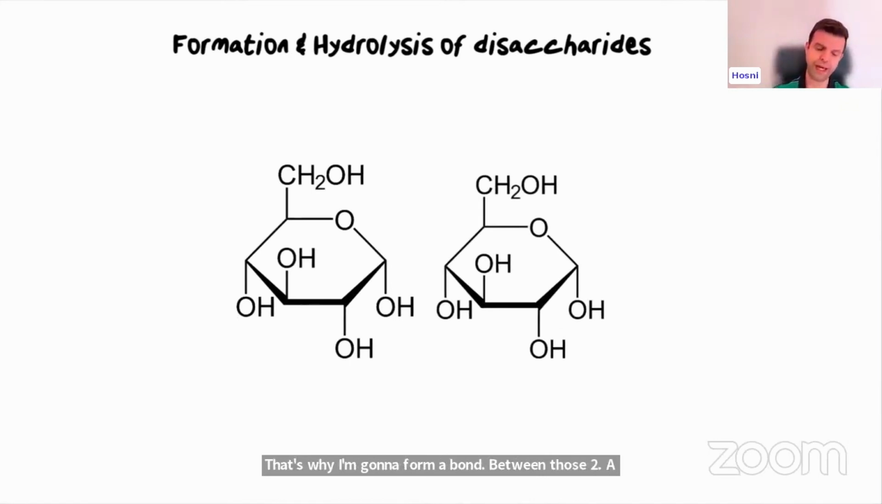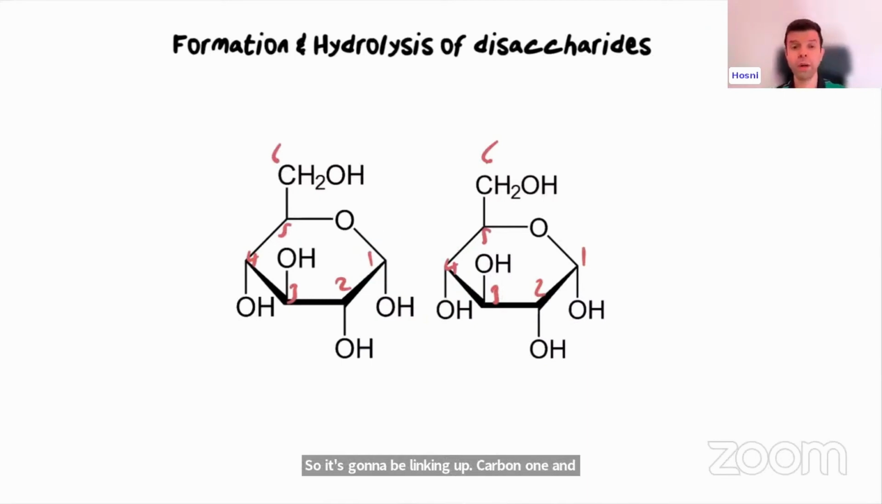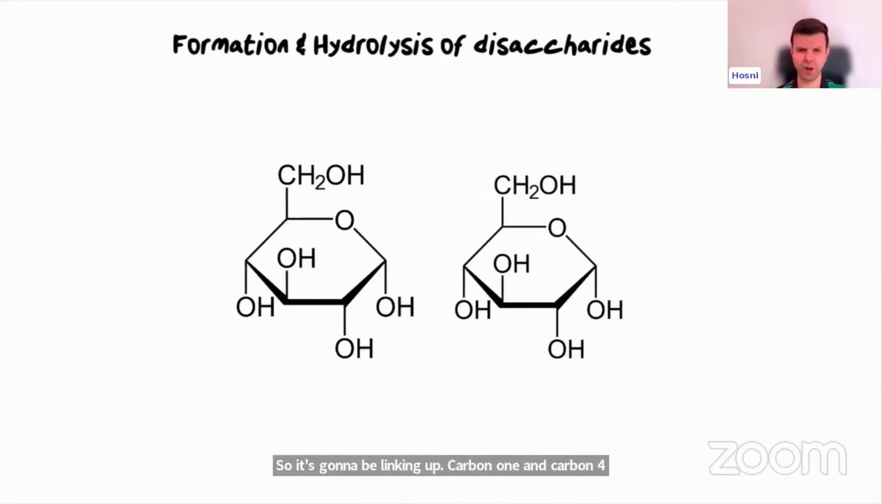How do you do this? Again, I'm going to link up this carbon and this carbon. What carbon do I have on the right? 1, 2, 3, 4, 5, 6. 1, 2, 3, 4, 5, and 6. So it's going to be linking up carbon 1 and carbon 4 between two adjacent glucose molecules.